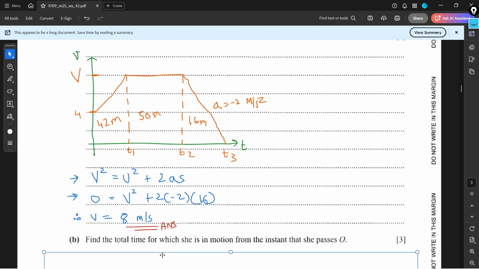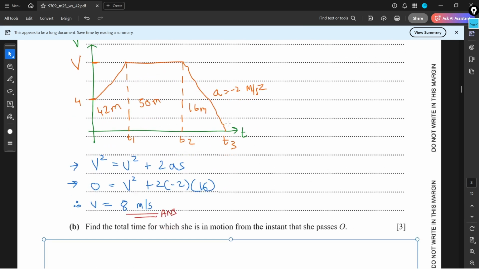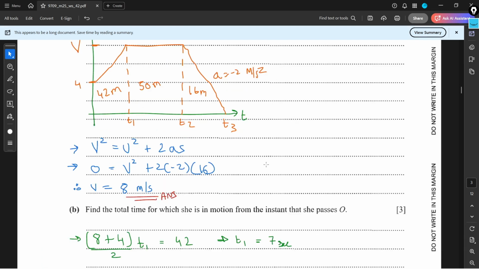Now moving on to the second part, we are asked to find out the total time for which she is in the motion from the instant that she passes through. So basically, we are just asked to calculate the total time taken for this entire journey by the cyclist. So let's see how we can do this. The idea over here is I am first of all going to calculate the time interval for all the three motions. Then I'm going to add all these times together to find the total time taken by the cyclist to complete the journey.